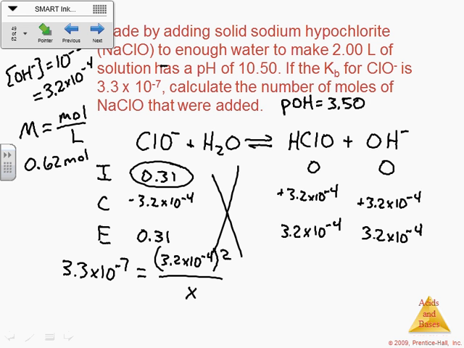Now that's the moles of ClO minus, right? But this thing dissociates in a 1-to-1 ratio because there's just one of each. So that's also going to be 0.62 moles of the NaClO that was added. Okay? So that's kind of how that works. So it's a nice little problem because it works backwards from what we usually do.